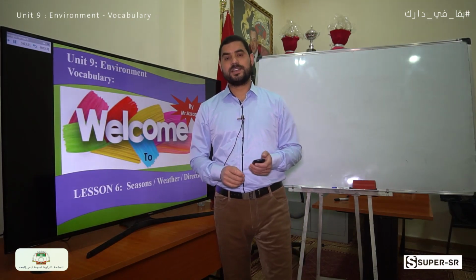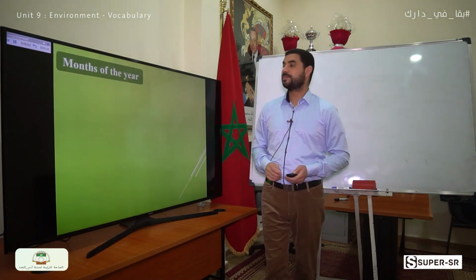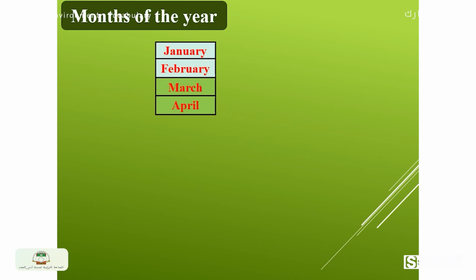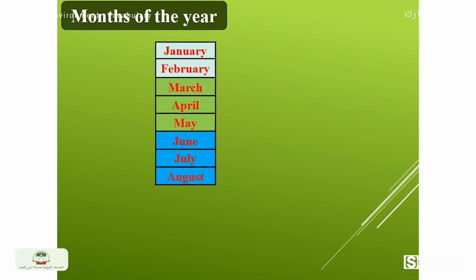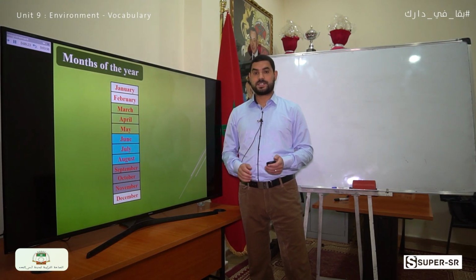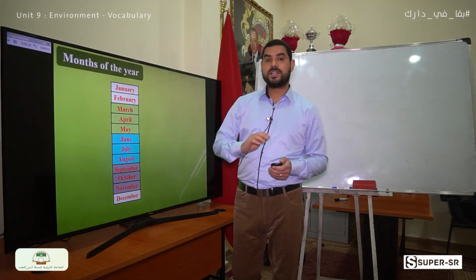So let's start. We start with the months of the year. As you know, we have 12 months of the year: January, February, March, April, May, June, July, August, September, October, November, and December. So we are going to divide these months into 4 groups.